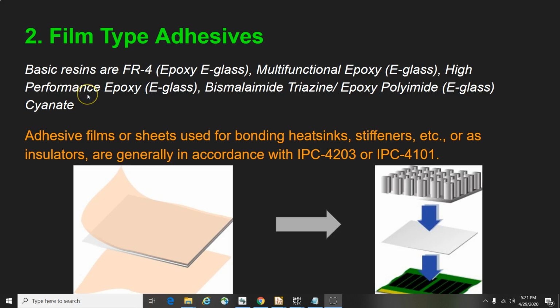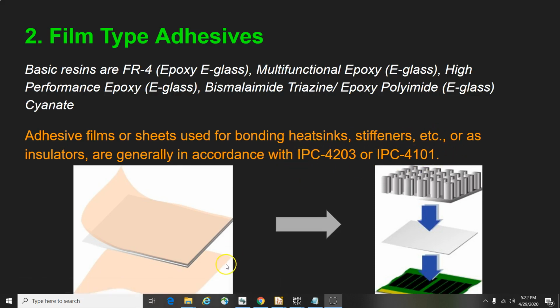In addition to adhesion quality or bond strength, the criteria for adhesive selection also include hardness, coefficient of thermal expansion, service temperature range, dielectric strength, etc. Adhesive films or sheets used for bonding heat sinks, stiffeners, etc., or as insulators, are generally in accordance with IPC 4203 or IPC 4101. So they follow these IPC standards.